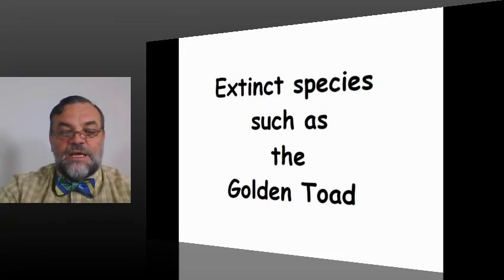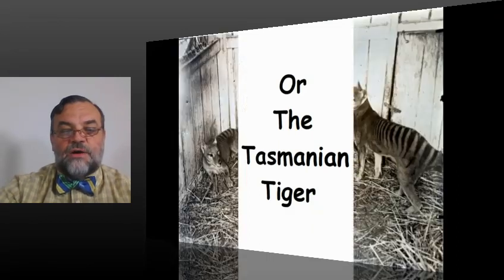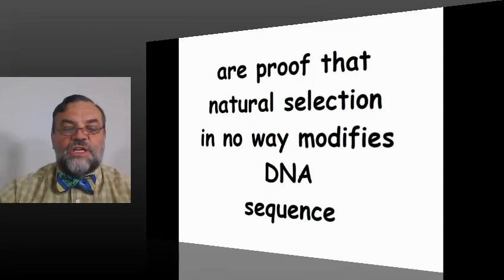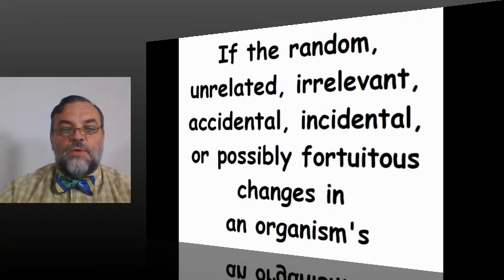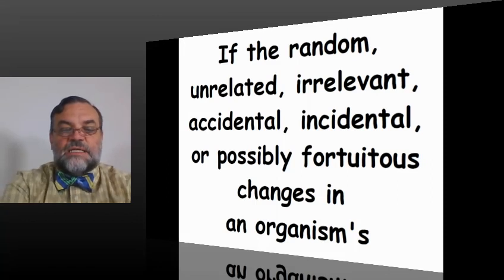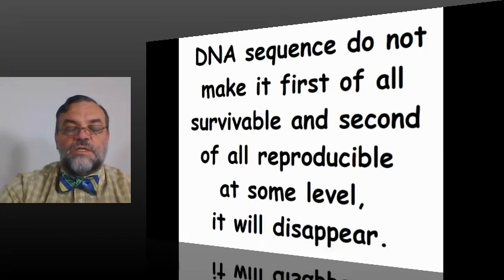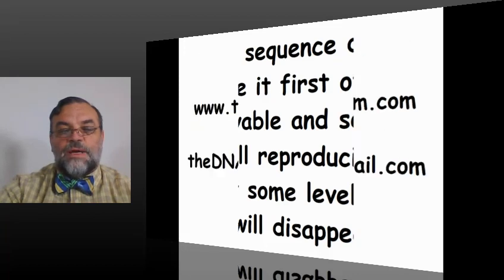Extinct species such as the golden toad, this beautiful golden toad, or the Tasmanian tiger, the fascinating, I could say, Tasmanian tiger, are proof that natural selection in no way modifies DNA sequence to meet the survivability or reproducibility requirements. If the random, unrelated, irrelevant, accidental, incidental, or possibly fortuitous changes in an organism's DNA sequence do not make it, first of all, survivable, and second of all, reproducible, at some level, it will disappear.